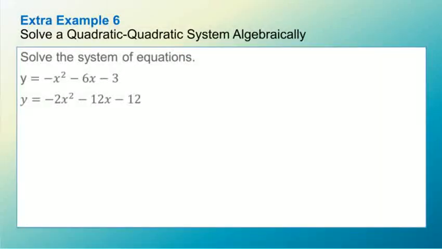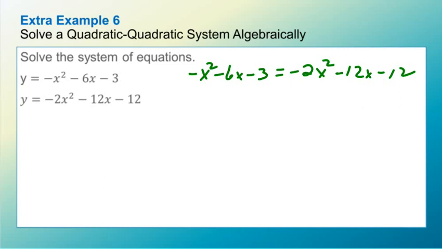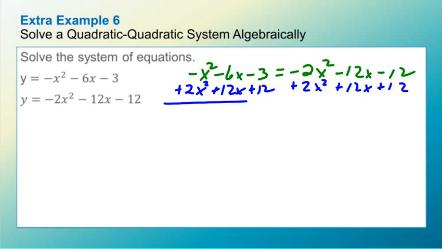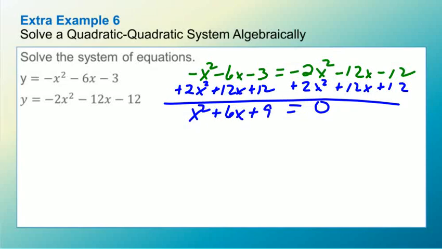Another example. So this system of equations, since they're both equaling y, I can make them equal to each other. So I'm going to have negative x squared minus 6x minus 3 equals a negative 2x squared minus 12x minus 12. To make this equal to 0, I'm going to add 2x squared, add 12x, and add 12 to both sides. This equals 0. On this side, I have x squared plus 6x plus 9. And I can factor that.